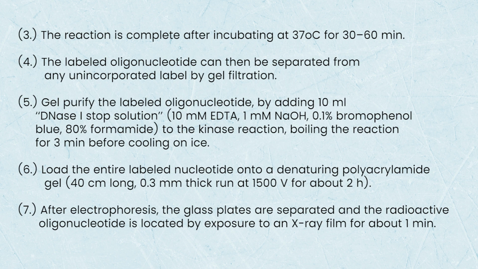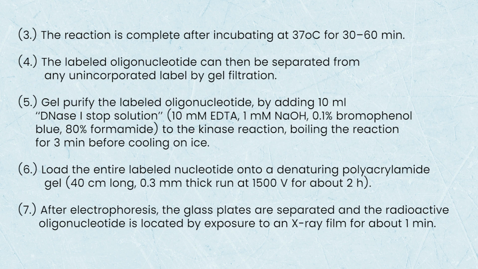In the fifth step, gel purify the labeled oligonucleotide by adding 10 ml DNase 1 stop solution, that is 10 millimolar EDTA, 1 millimolar NaOH, 0.1% bromophenol blue, 80% formamide to the kinase reaction, boiling the reaction for 3 minutes before cooling on ice. In the next step, that is the sixth step, load the entire labeled oligonucleotide onto a denaturing polyacrylamide gel, that is 40 centimeter long and 0.3 mm thick, run at 1500 volts for about 2 hours.